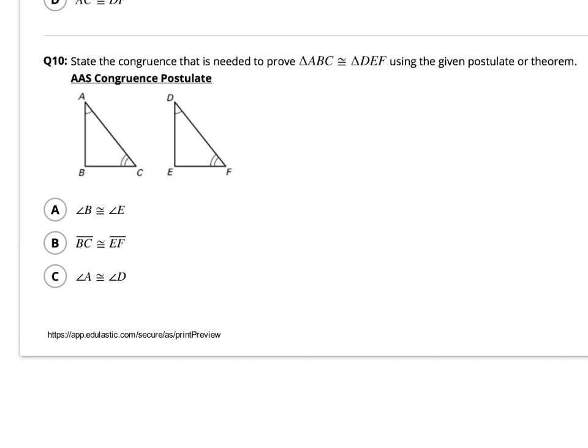Very similar thing in question number 10, only we're going to use angle, angle, side. So again, I like to actually write these out, A, A, S. Okay, so now you look here and you've got an angle mark in each one, so okay, check. And there's another angle mark, check, so we're missing a side.